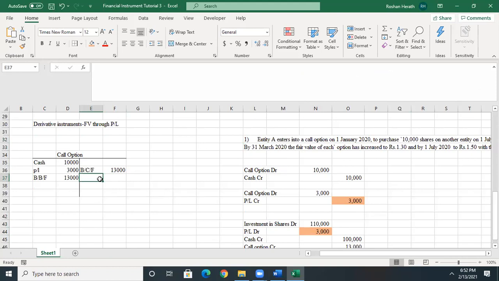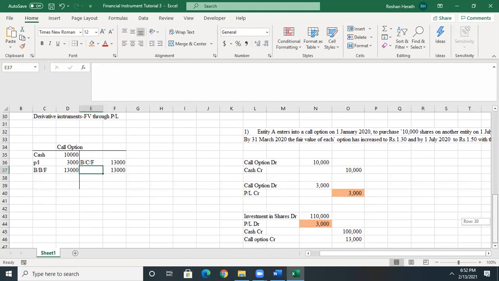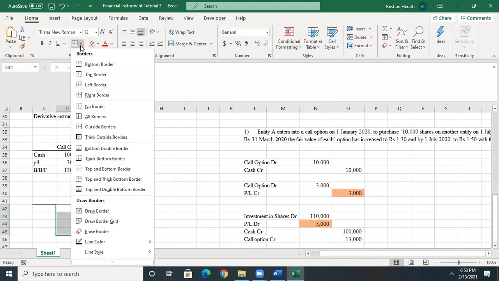Right? That is how this option works. But here that was not the case. So we have derecognized that. That's about the disposal, right? Nothing is left over there. But you recognize the shares, it was at 110,000. So that is the investment in shares.